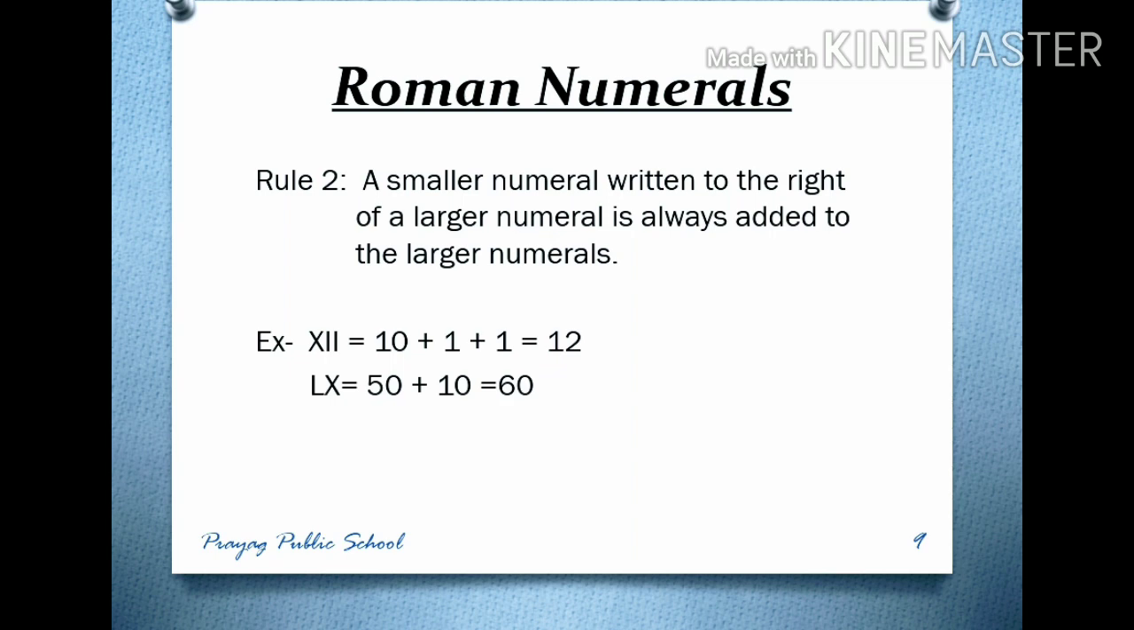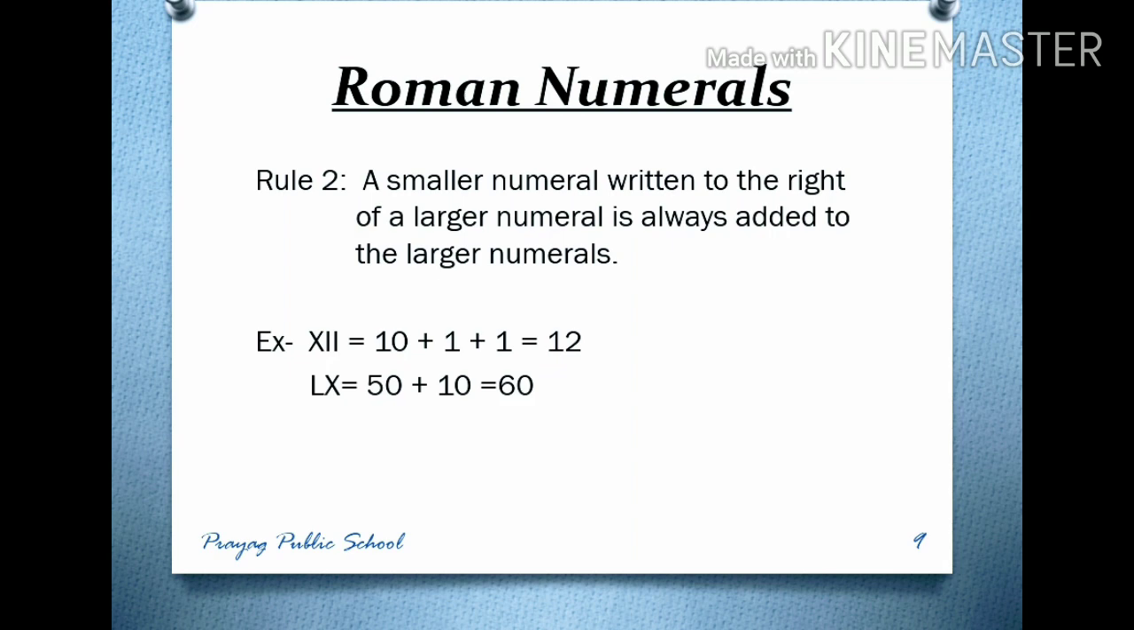Now let's come to rule number 2. According to rule number 2, a smaller numeral written to the right of a larger numeral is always added to the larger numeral. For example, XII. Here the value of I is smaller than X and I is written to the right side of X, so it will be added to X.